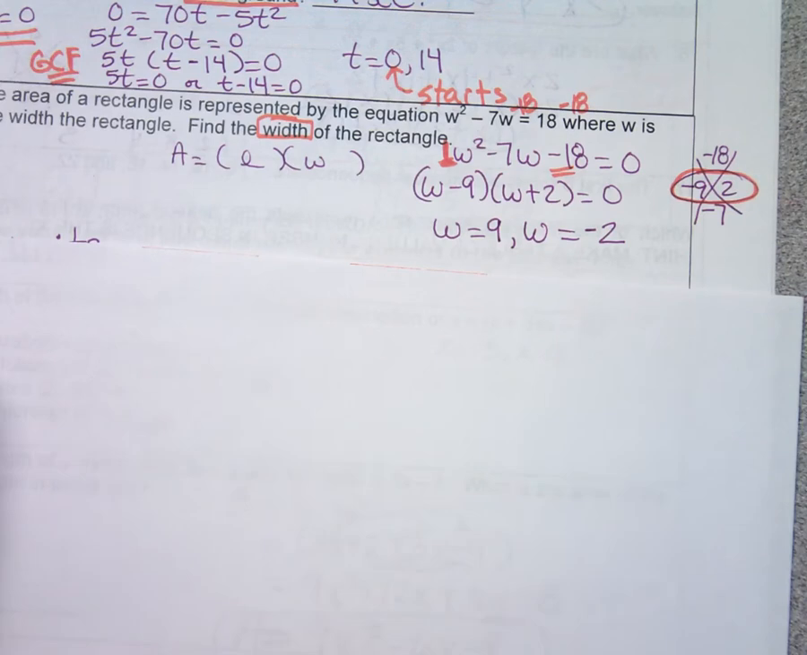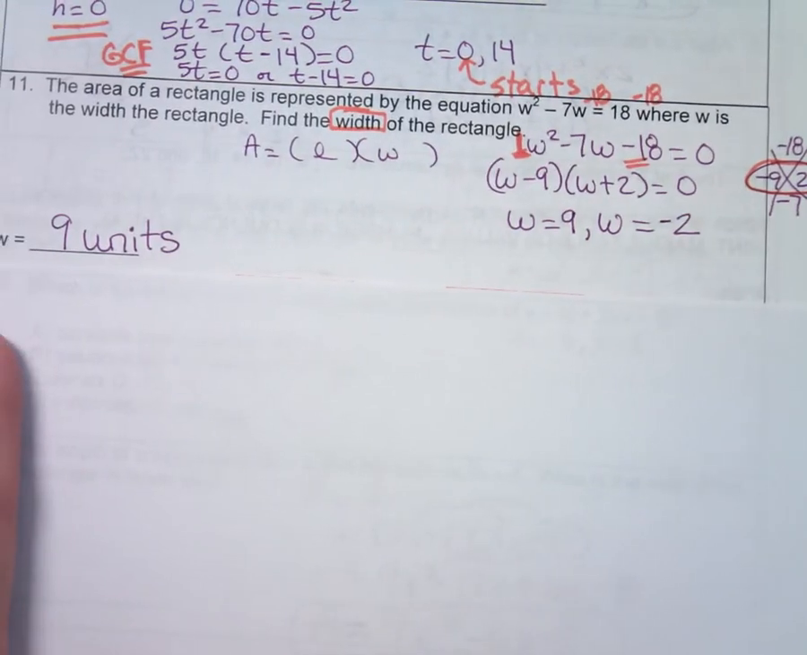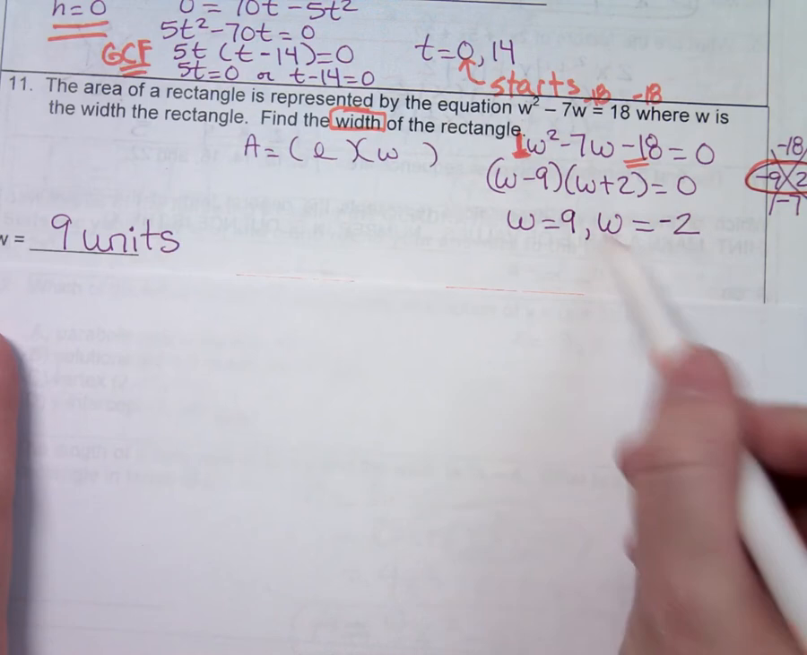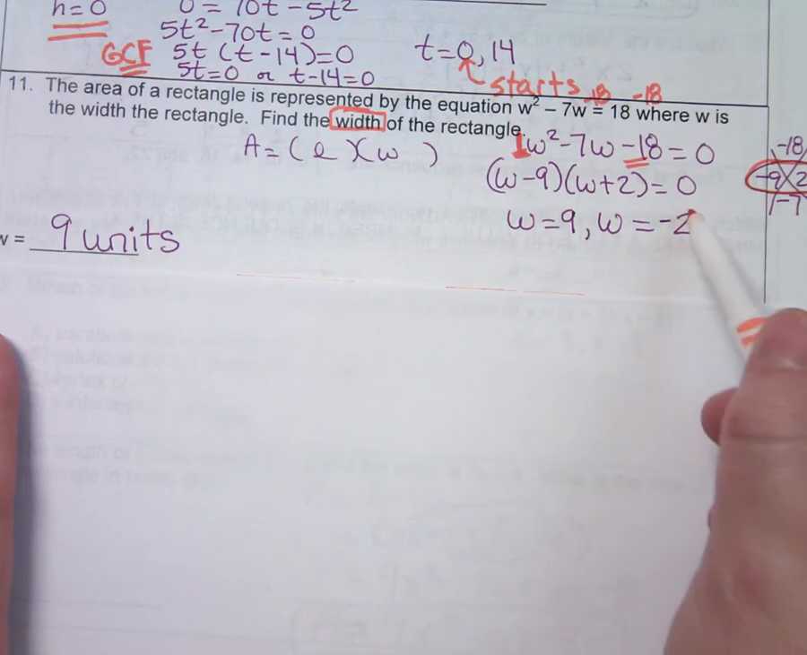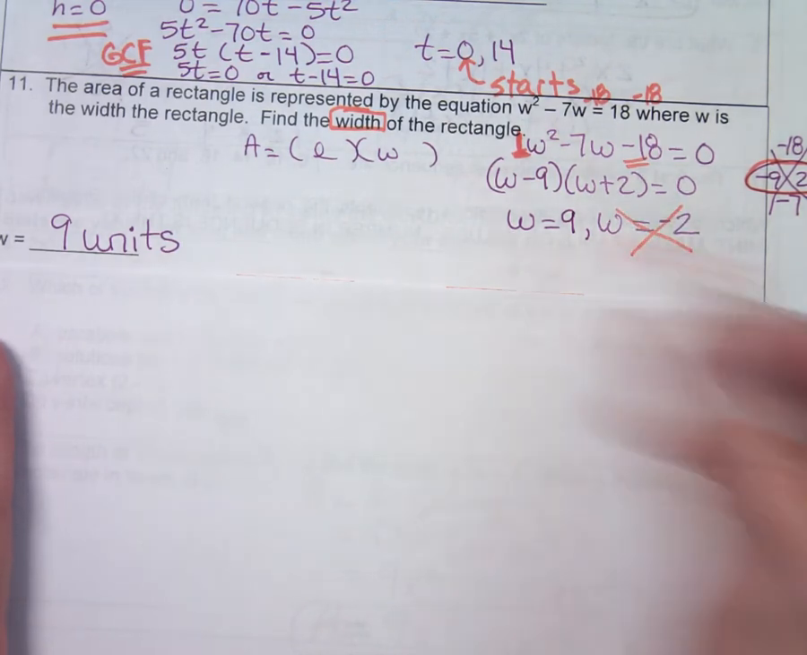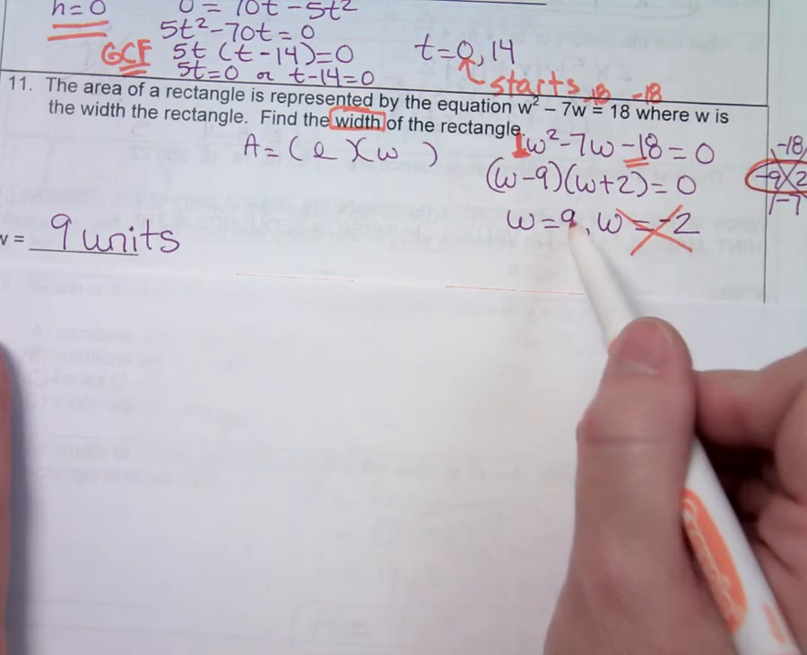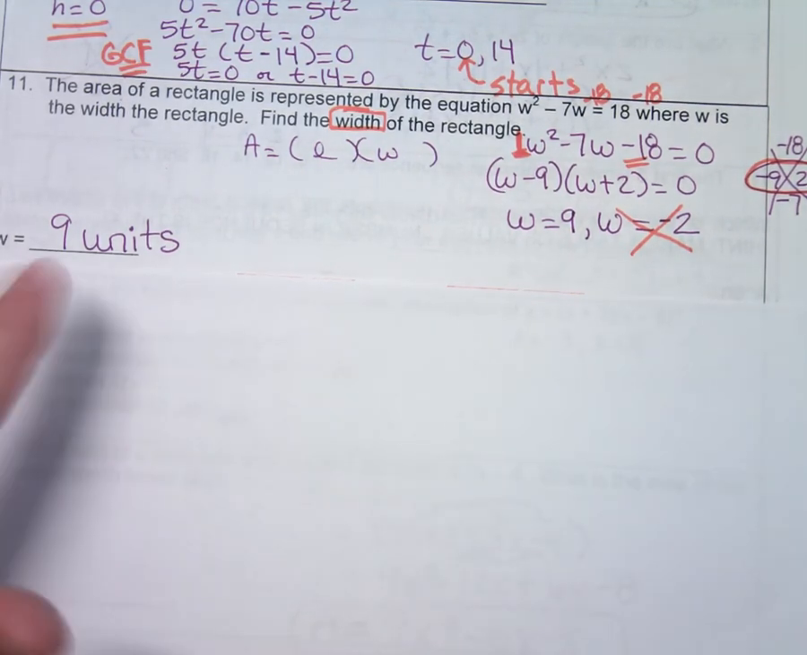And it wants to know what the width is. Well, if you think about width, should width ever be negative? No. So this answer, even though it's an answer, doesn't make sense in the problem because we're asked about the width of the rectangle. And width should never be a negative number of units. It's not a negative length. So I only want this positive answer, which is 9.